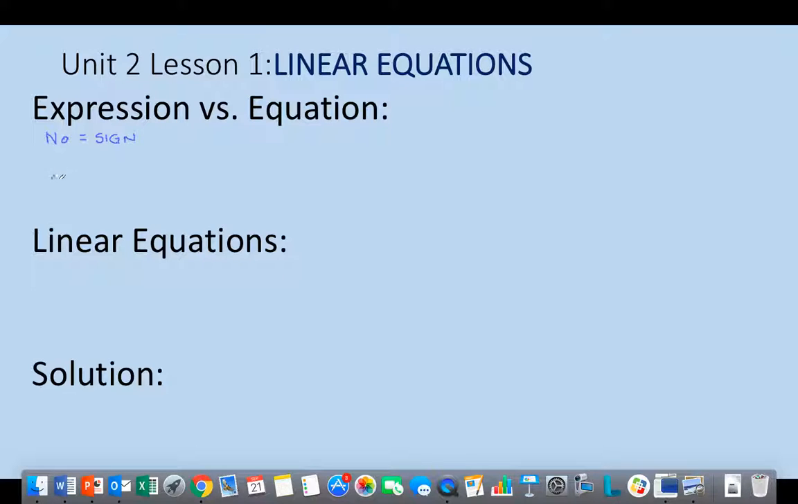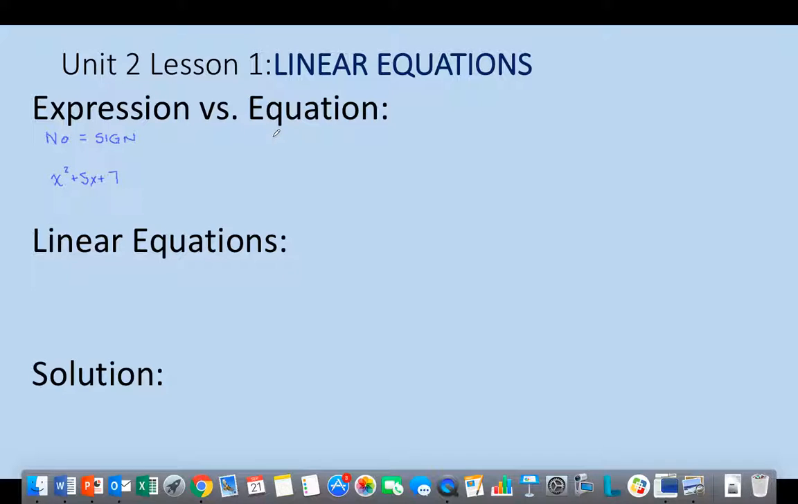You could think of that as like x squared plus 5x plus 7. Okay, this would be an example of an expression. We can do lots of things with expressions. We can evaluate them by plugging in numbers. We can simplify them, but we cannot solve them.